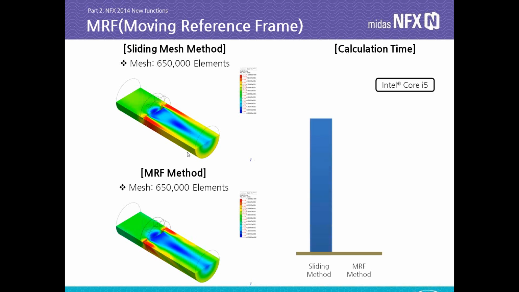So you have the same distribution, but you have a big difference in the computation time. The sliding method will take 220 minutes, whereas the MRF method will take 45 minutes. So it's like 5 times faster than before. So it's really a big improvement for those who are doing such analysis.